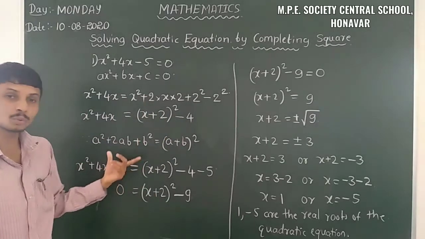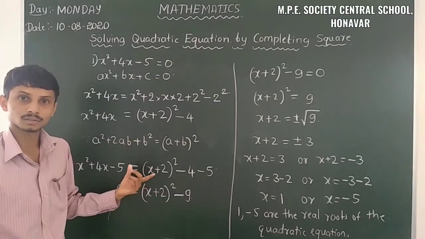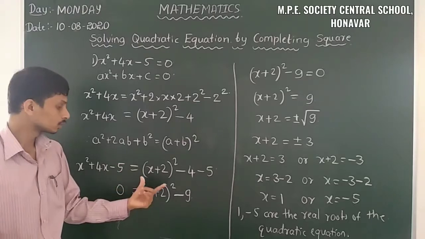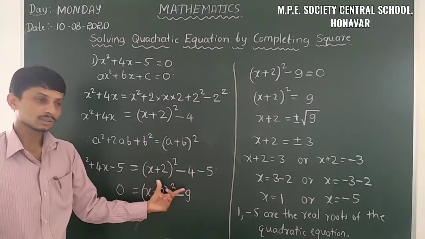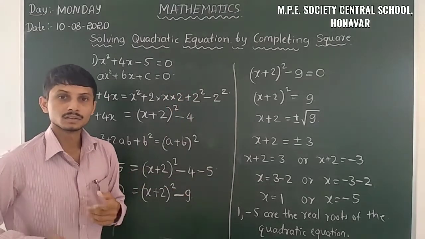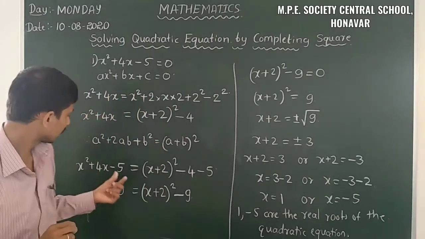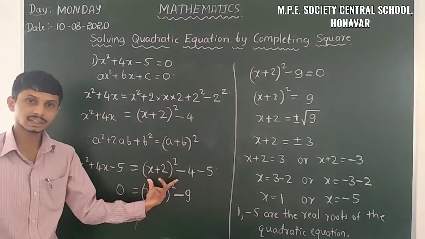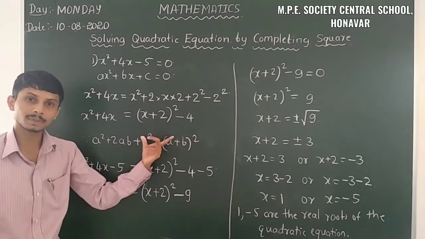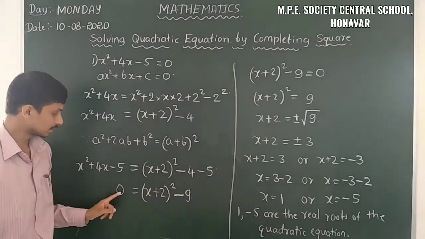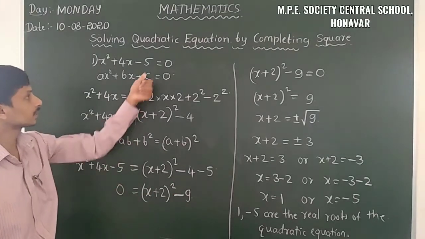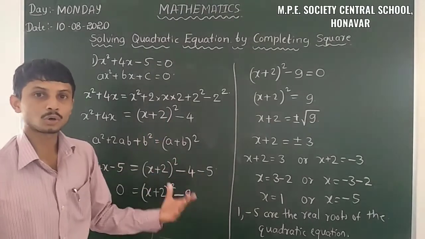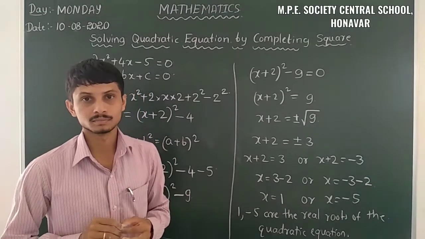Then we have to insert the value of what? The value we converted, we put in the place of the original value. Then we have to simplify the quadratic equation. So here, in place of x square plus 4x, we inserted the value we got from the completing square. Then it is equated to 0 because x square plus 4x minus 5 is equal to 0. So after that we have to solve it by the method of transposing.